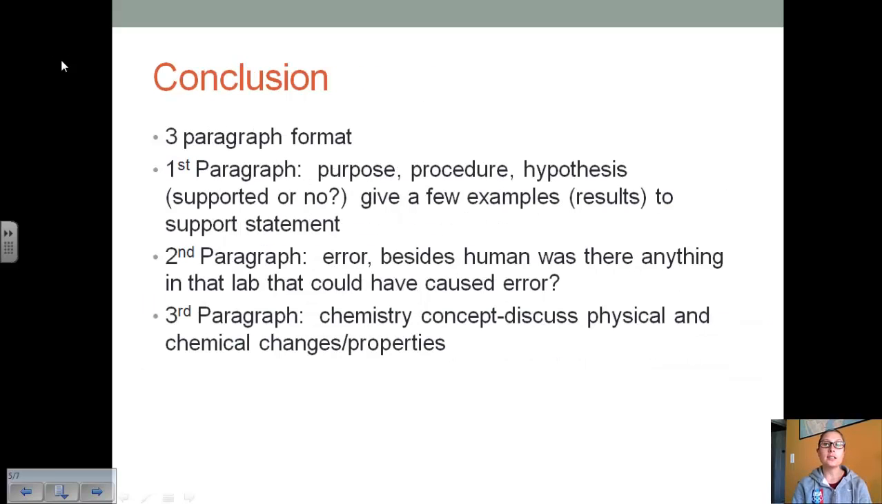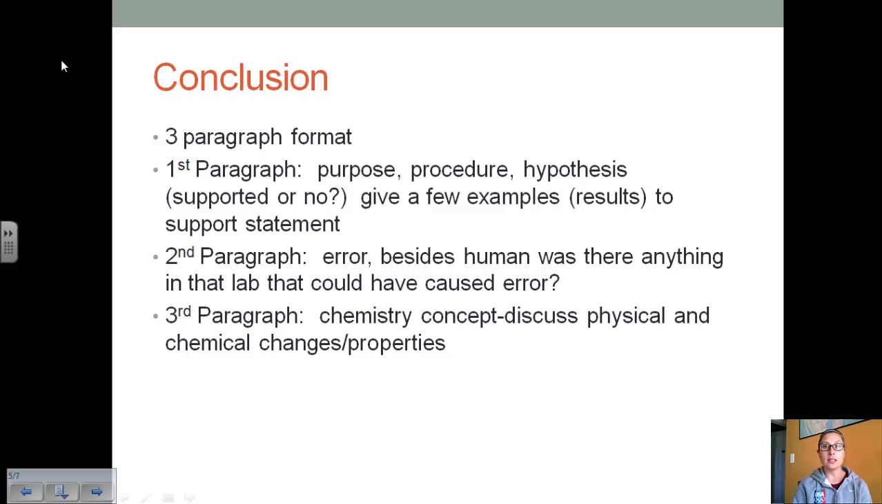So then, once you've conducted the lab, you'll need to write your conclusion and abstract. So for the conclusion, again, it's 3 paragraphs. Your first paragraph should include the purpose, the procedure, a summary of it, very general since each station had its own procedure. Was your hypothesis supported or not? And a few examples or some results to support your statement about your hypothesis. For the second paragraph, include any error, but no human error. So besides human, was there anything in the lab that could have caused some error? And if you can't think of any error, then for this particular lab, that would be okay too.